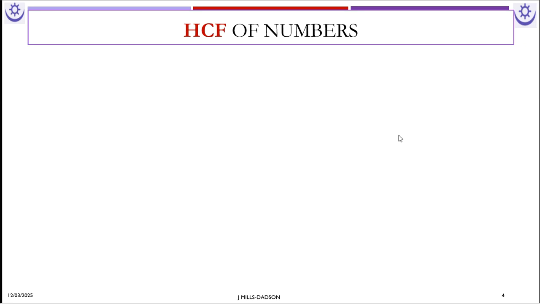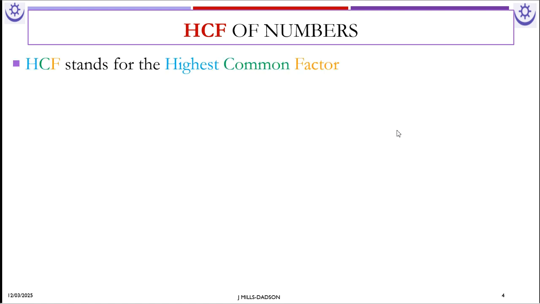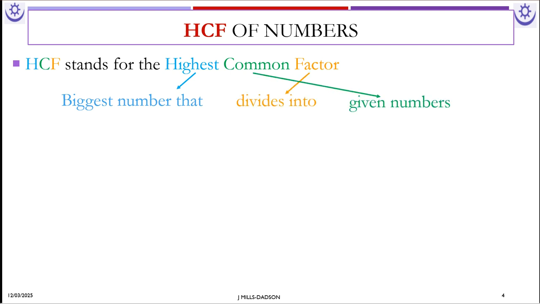Hello, welcome back. Now let's look at highest common factor of numbers, how to work it out. We normally call it HCF. Highest common factor, or HCF, stands for highest common factor. What does it mean? It means the biggest number that divides into given numbers. So highest common factor, that's the simplest definition: the biggest number that divides into given numbers.